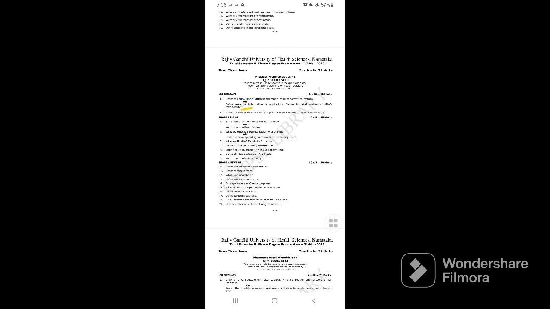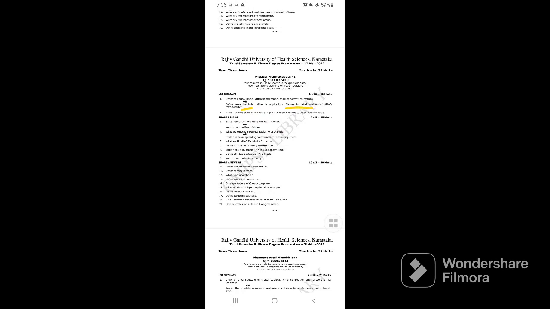Angle of refraction, the ratio of the angle of refraction and the angle of incidence, whatever you know, first you write the definition. After that you can add some extra points there. You can write some of the laws or some of the advantages. But half a page should be covered on the refractive index. Then write applications separately. Then at last you come to the working of Abbe's refractometer.